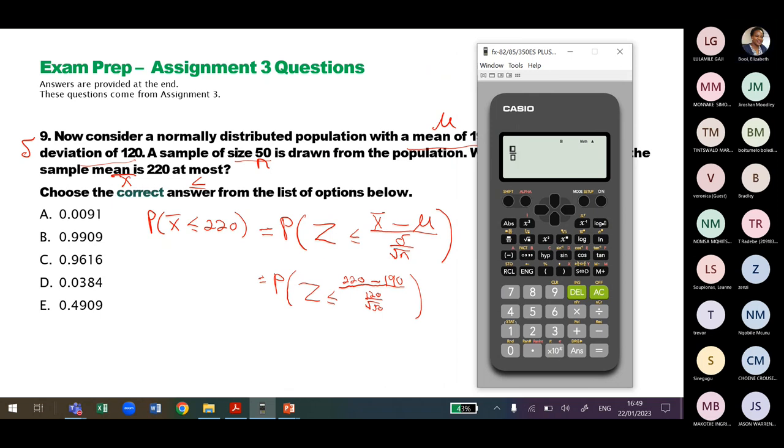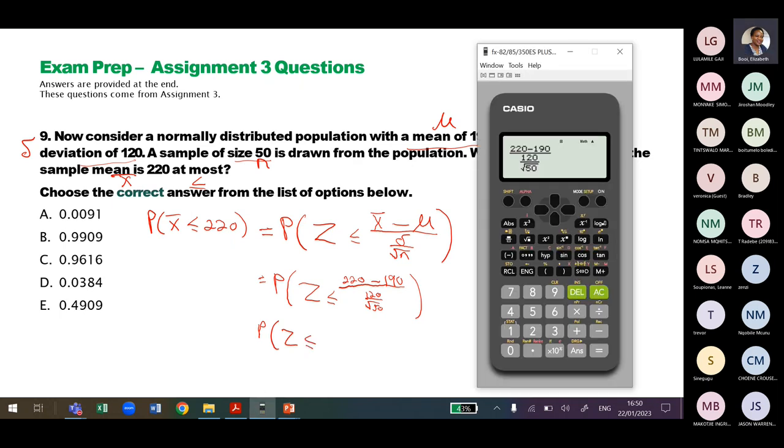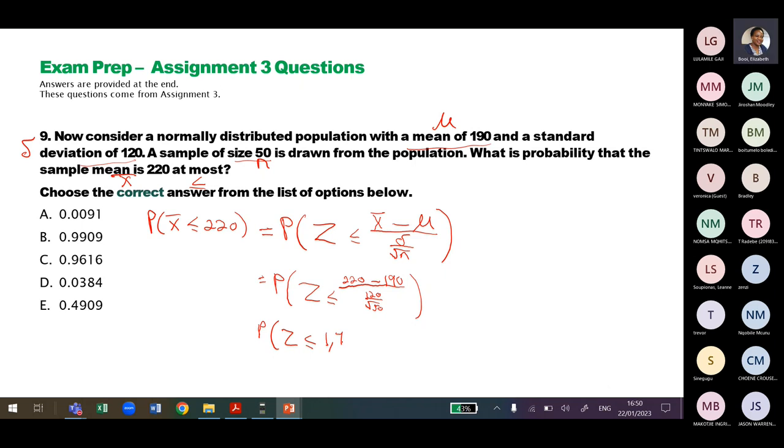To do the calculation: 220 minus 190, divided by 120 divided by the square root of 50. Do we have an answer? 1.77. And the answer is 1.77.